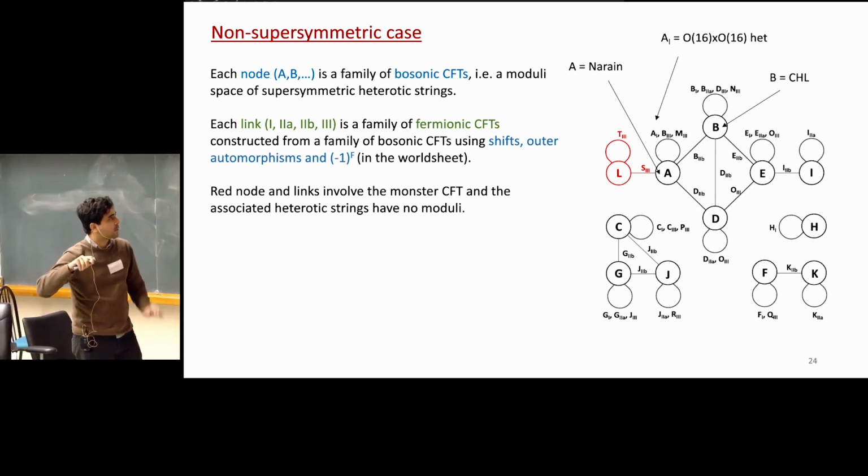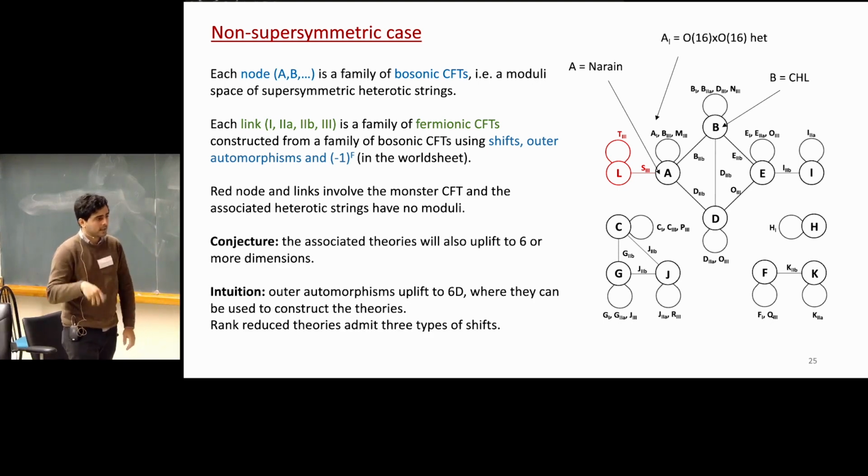All of these theories have worldsheets constructed using (-1)^F, like the usual Scherk-Schwarz reduction, but you accompany it by an automorphism of the charge lattice of the theory. And then there are different kinds of shifts that you can do. I'll explain in a second.